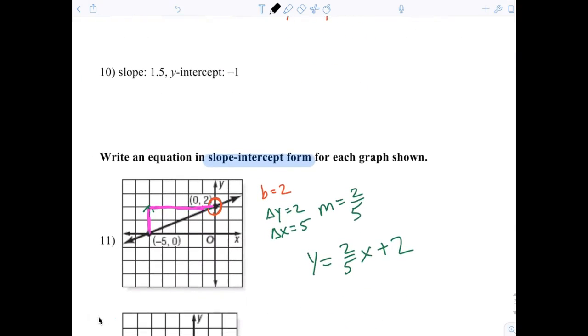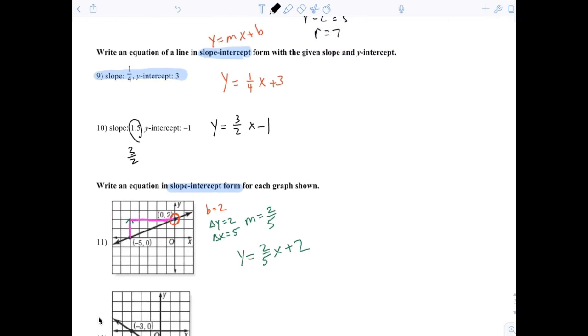So number 10, the other thing on the test, I usually do not write in decimals. So that 1.5 will be a what? 3 over 2. I would appreciate it if you write it as a fraction. So we have y equals 3/2 x minus 1. All right, and I'm just reviewing up here, slope-intercept form, y equals mx plus b. Everybody good with that?